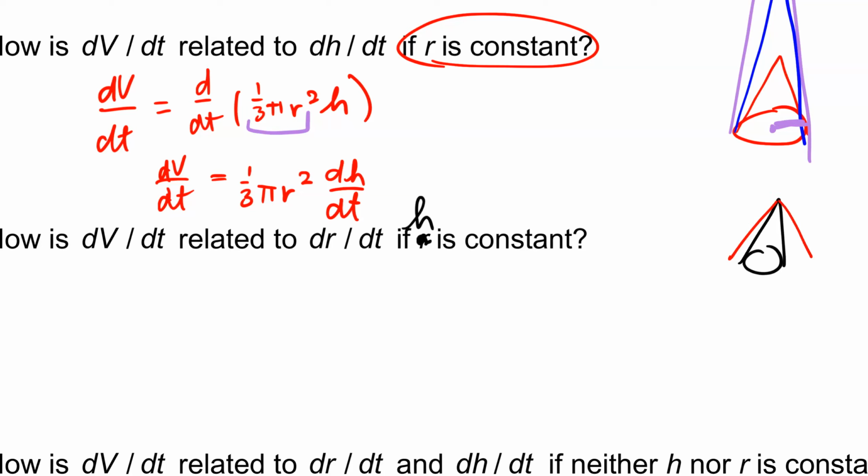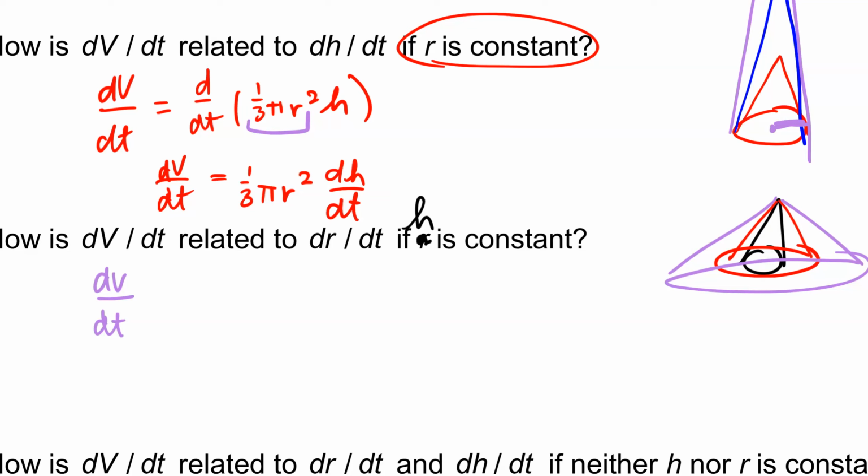I could have a cone that looks like this. I could have a cone that goes real wide. So this time we're keeping height constant. We're increasing the radius. Does that make sense, what I'm doing with my cones here? Okay, so if h is constant, I want to take the volume: how is volume changing with respect to time? How does volume change as time goes on as the radius increases?